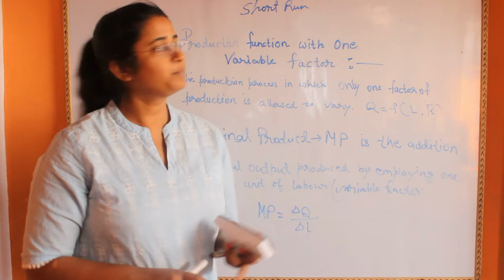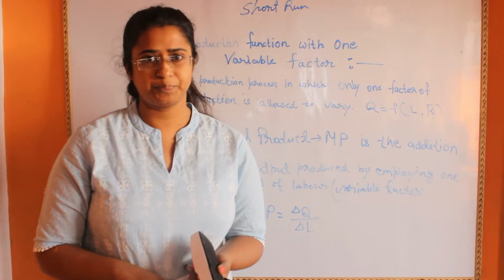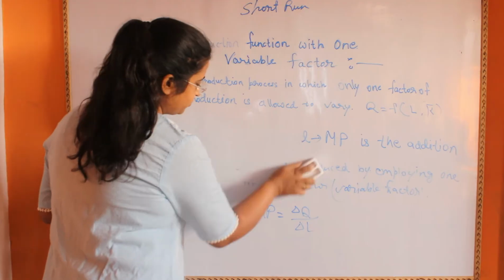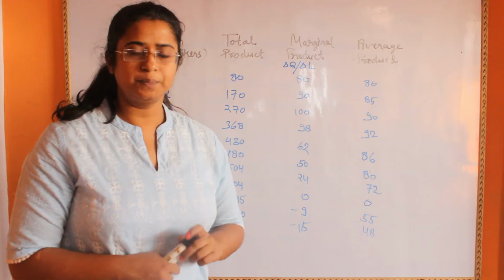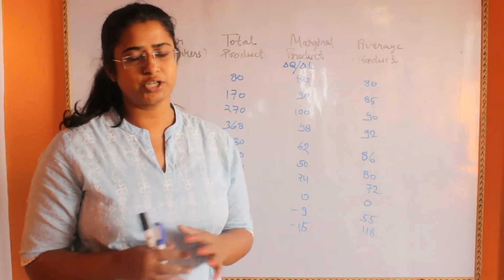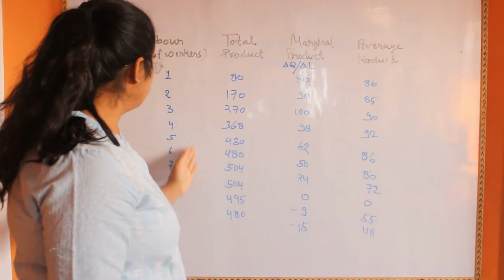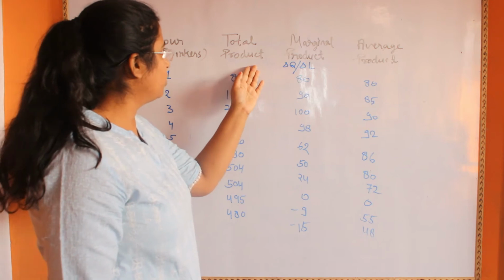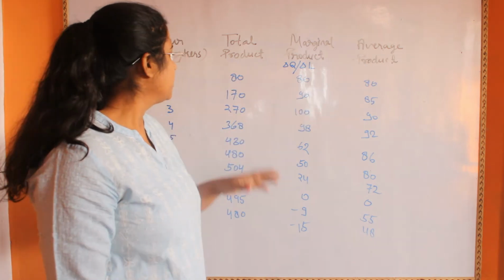the production function with one variable factor. I hope you understood up to this point. So here is the table for the production function with one variable factor. Here is the total number of workers, that is 10. Here is total product, here is marginal product, and this is average product.